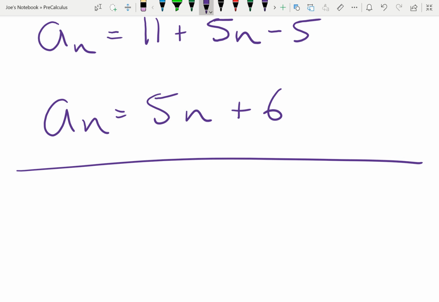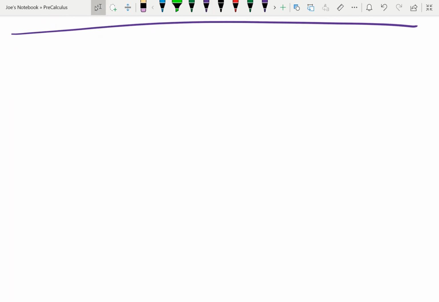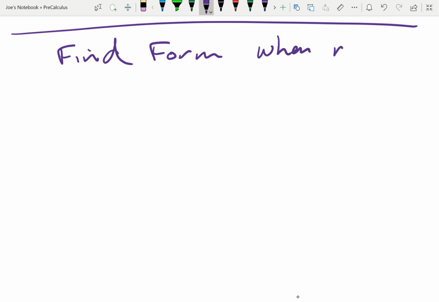Then you're going to get to practice. So that's that, finding the formula. Now, the other thing is that sometimes you're going to have to find the general formula when you are not given your first term.